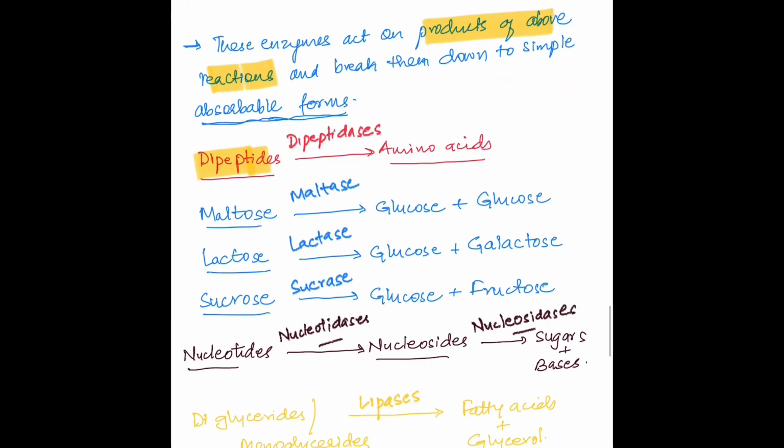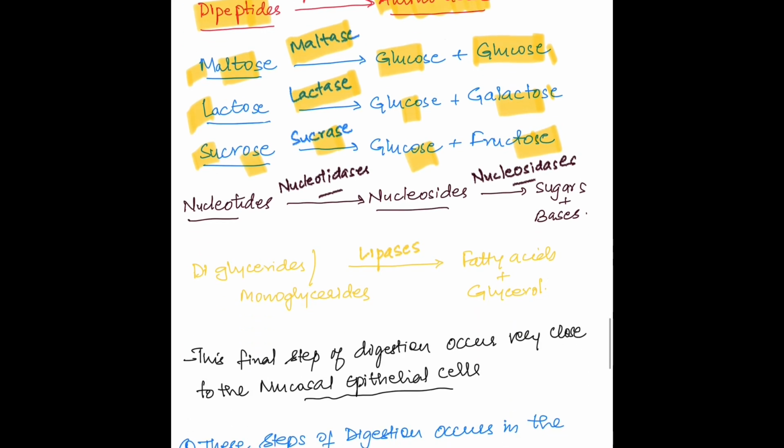For example, dipeptides are broken down to amino acids by dipeptidases. Disaccharides like maltose, lactose and sucrose are broken down to monosaccharides. Maltose is acted upon by enzyme maltase and gives 2 molecules of glucose. Lactose is acted upon by enzyme lactase and gives 1 molecule of glucose and 1 molecule of galactose. Sucrose is acted upon by enzyme sucrase and gives 1 molecule of glucose and 1 molecule of fructose.